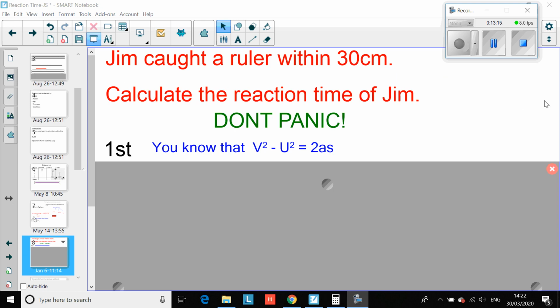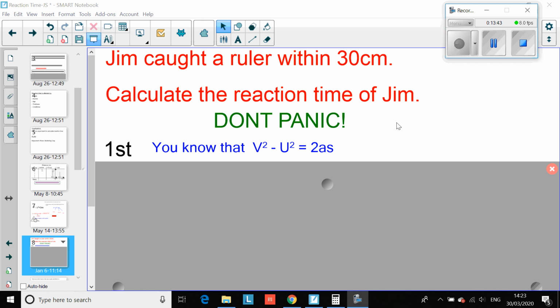Okay, so another one for you to quickly try. Let's try doing exactly the same thing, only this time with a slightly different value. Okay, so Jim caught a ruler within 30 centimeters. So let's say he caught it at 30 centimeters. What I'd like you to do now is work out Jim's reaction time. So using exactly the same method, give it a go. Pause the tape now, see if you can work it out, and then we'll go through it in a moment.